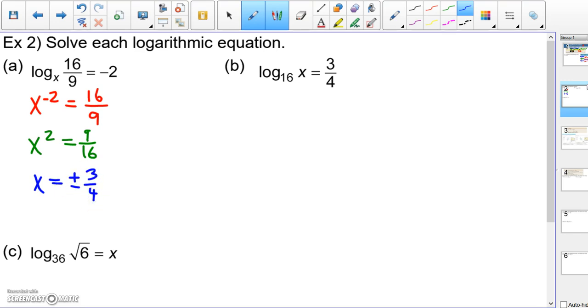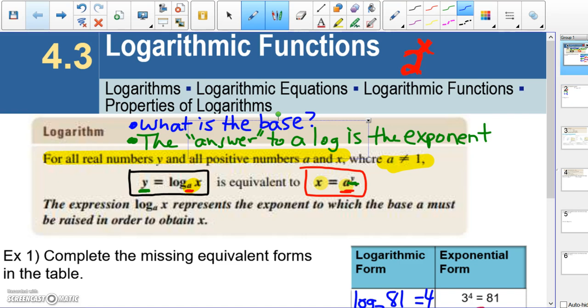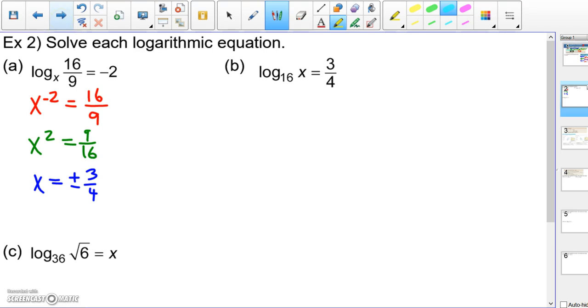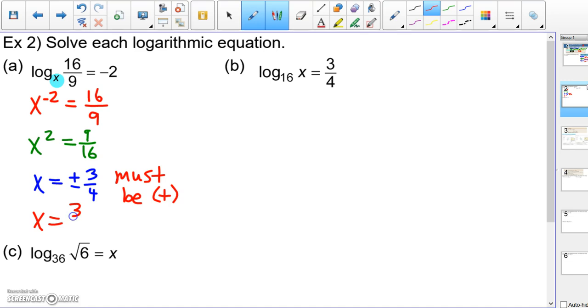Now don't circle that because there is a problem. If we go back to the definition, for all real numbers y and all positive numbers a and x, that base number a has to be positive. And so when we look at this problem, that base number is x, that has to be a positive number. And so we know x must be positive. So the answer is just positive 3/4. I think that's kind of tricky. They won't always be that tricky.